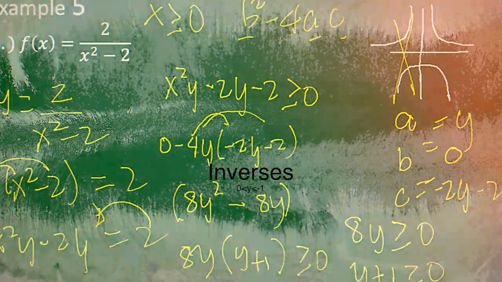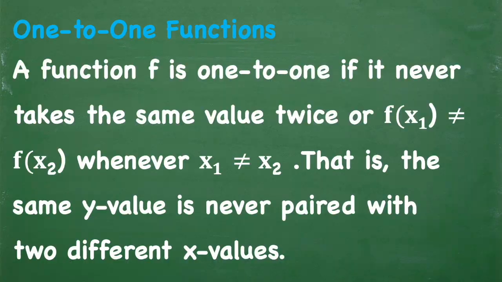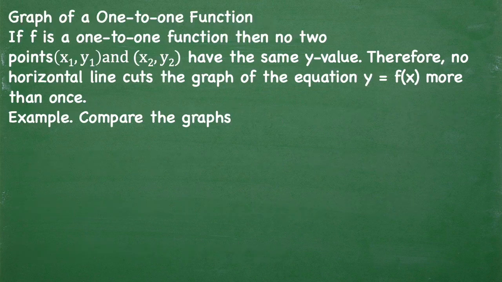Now let's define what is a one-to-one function. A function f is one-to-one if it never takes the same value twice, or f of x sub 1 is not equal to f of x sub 2, whenever x sub 1 is not equal to x sub 2. That is, the same y value is never paired with two different x values.